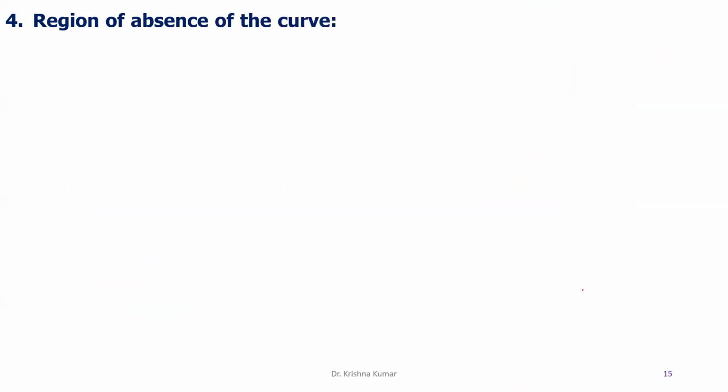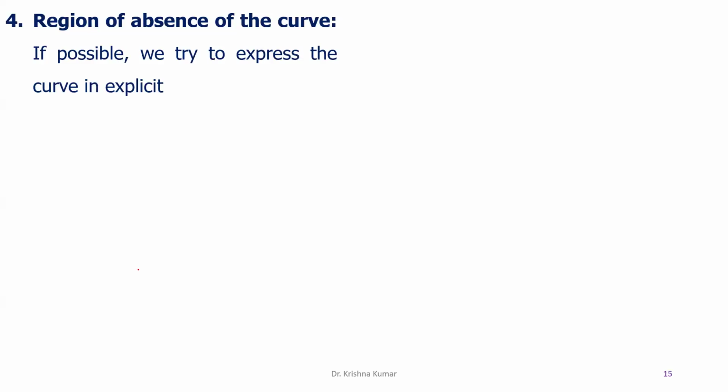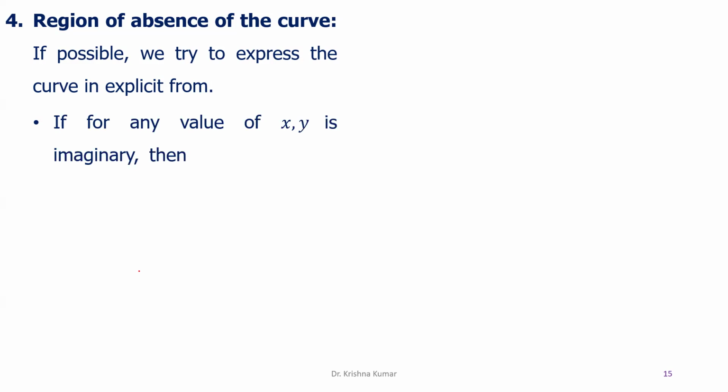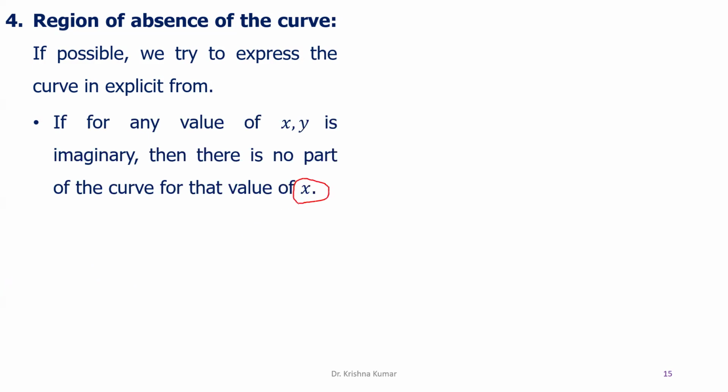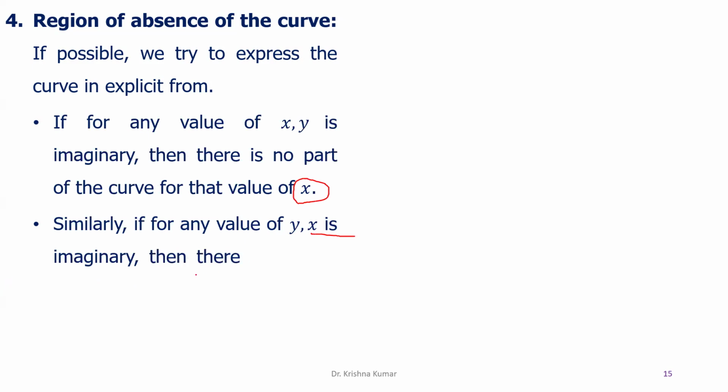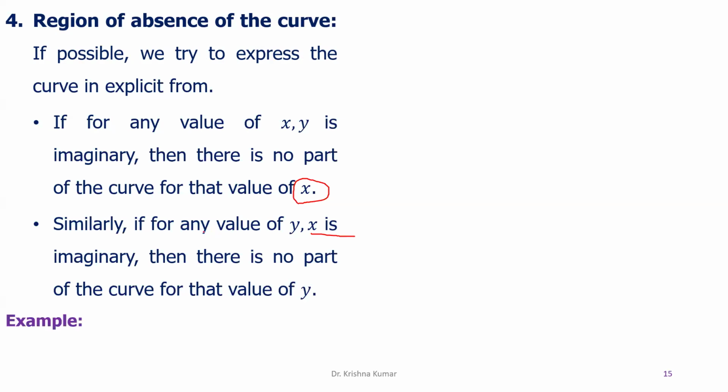The last point is region of absence of the given curve. If possible, we try to express the curve in explicit form. If for any value of x, y is imaginary, then there is no part of the curve for that value of x. Similarly, if for any value of y, x is imaginary, then there is no part of the curve for that value of y. Let me take one example.